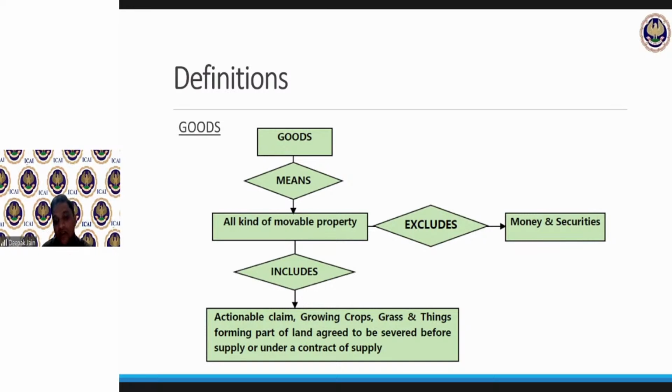In a business in which inventory is immovable, like real estate, then the provisions of time of supply would be applicable. In a business where inventory is immovable, then it is not a goods, right? On such immovable property, GST would not be applicable.